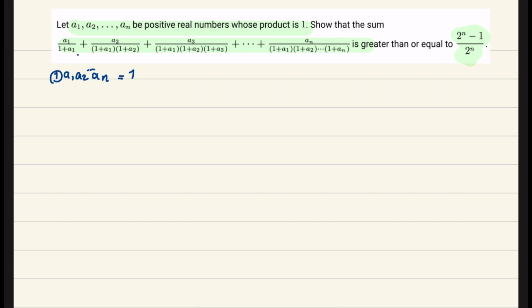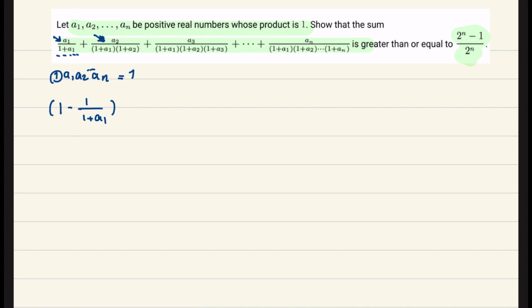So I start with the first term. The first term, we can write it as 1 minus 1 over 1 plus A1. So if you write it down, you will see that this will be equal to the first term in the expression that we want to calculate. So this is the first term that I write. Now let's move to the second term that you see here.